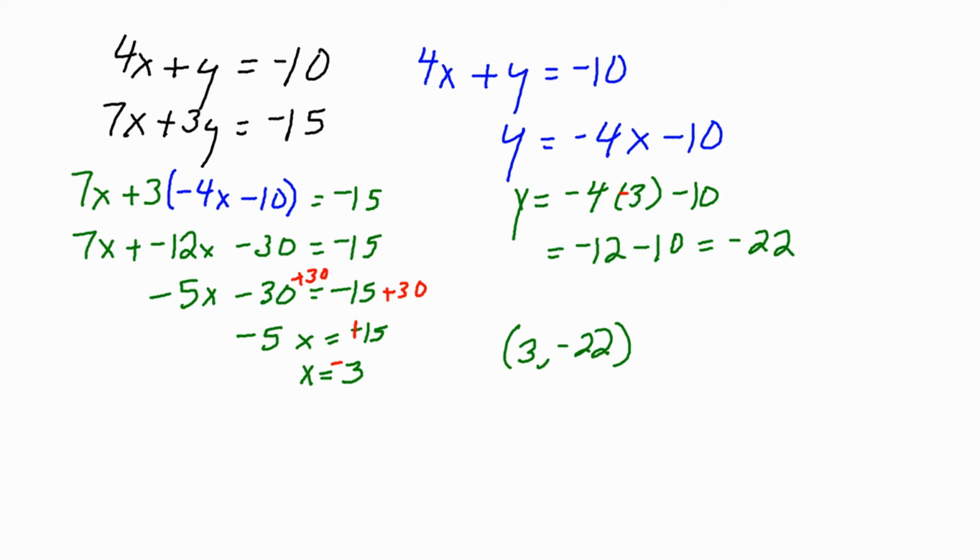So y is supposed to equal negative 4 times negative 3 minus 10. Negative 4 times negative 3 is a positive 12, and 12 minus 10 gives us 2. So the correct ordered pair is negative 3, 2.